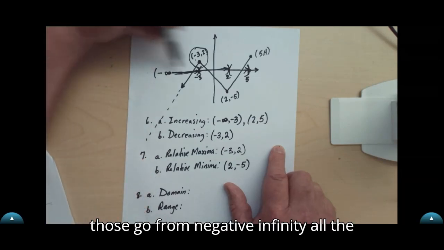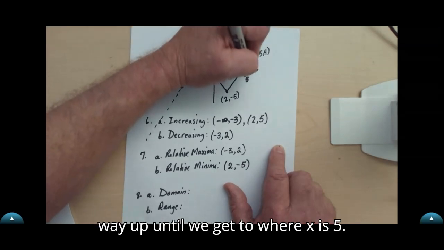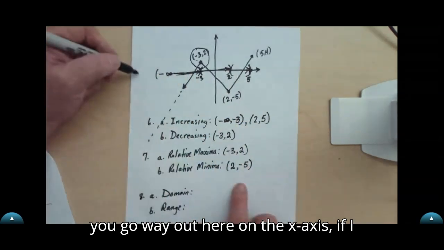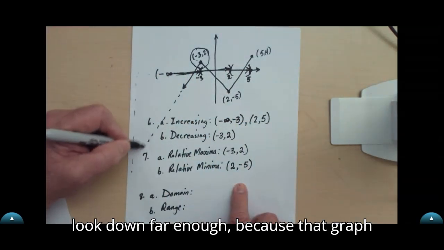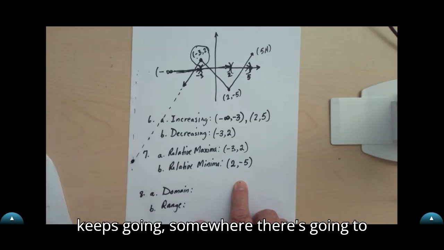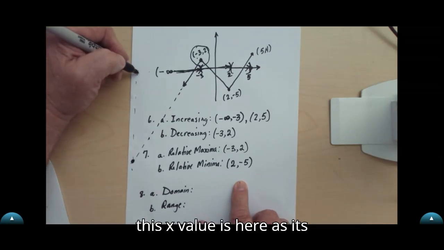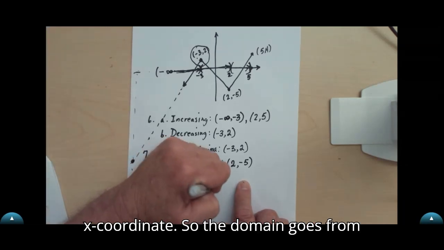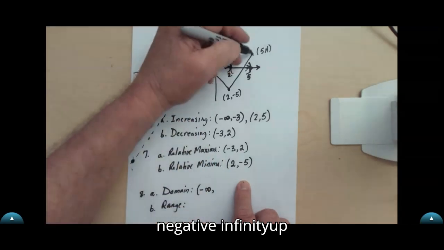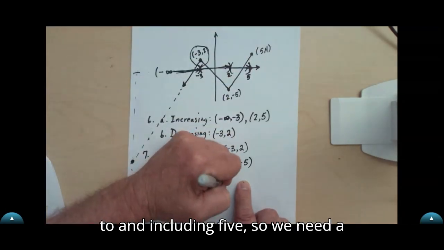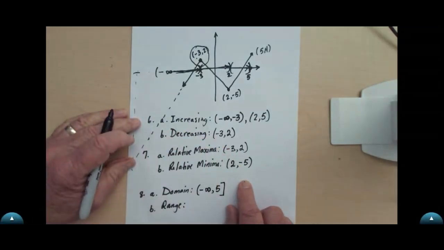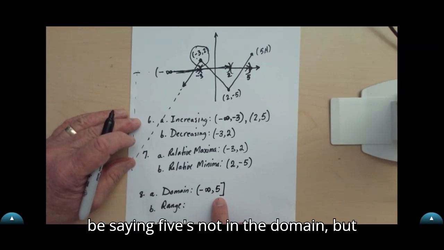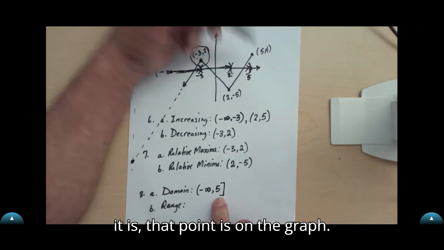And those go from -infinity all the way up until we get to where x is 5. Anywhere you go along here, even if you go way out here on the x-axis, if I look down far enough, because that graph keeps going, somewhere there's going to be a point on the graph that has whatever this x value is as its x coordinate. So the domain goes from -infinity up to and including 5. So we need a square bracket there, right? Because if you used a rounded parenthesis around the 5, you'd be saying 5's not in the domain, but it is. That point is on the graph.